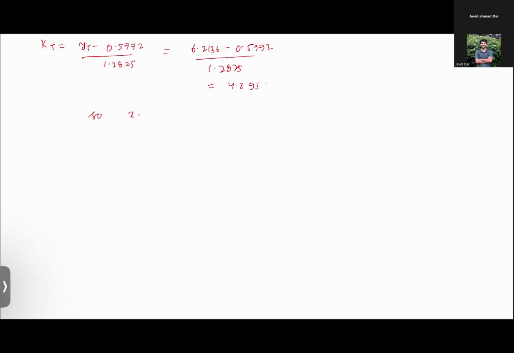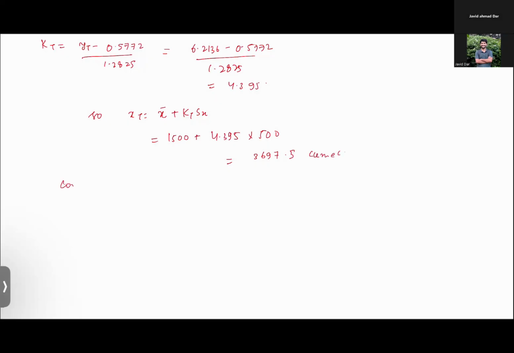So xT is x bar plus KT times Sx. Now your x bar is 1500 plus your KT, I can put the value here, 4.395, times the standard deviation 500. This value comes to around 3697 cubic meters.